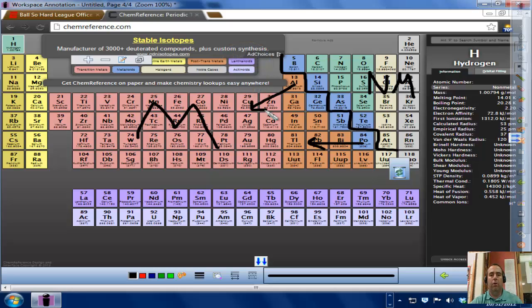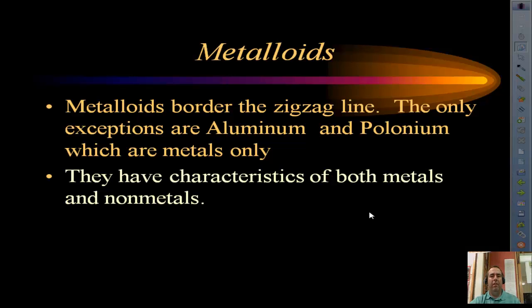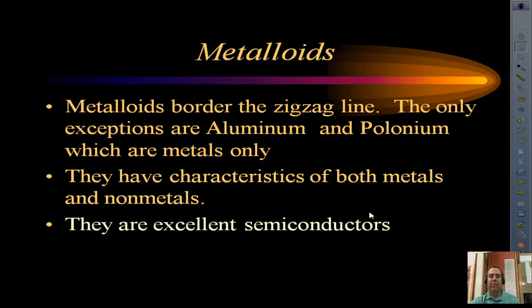So again, one more time, metalloids border that zigzag line: boron, silicon, germanium, arsenic, antimony, tellurium, and astatine. They do conduct a little bit of electricity, but they're not complete conductors of electricity. But the one thing that they are great at is they are excellent semiconductors, meaning that they can conduct, like I said, a little bit, but not all of the time. And that is the one thing that makes them extremely useful in computers. One of the main ones is silicon, which is used in your semiconductors or in your computer chips.